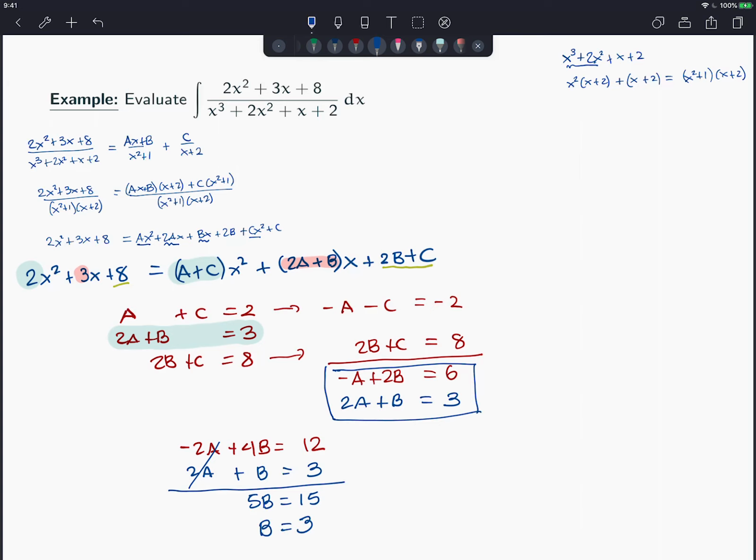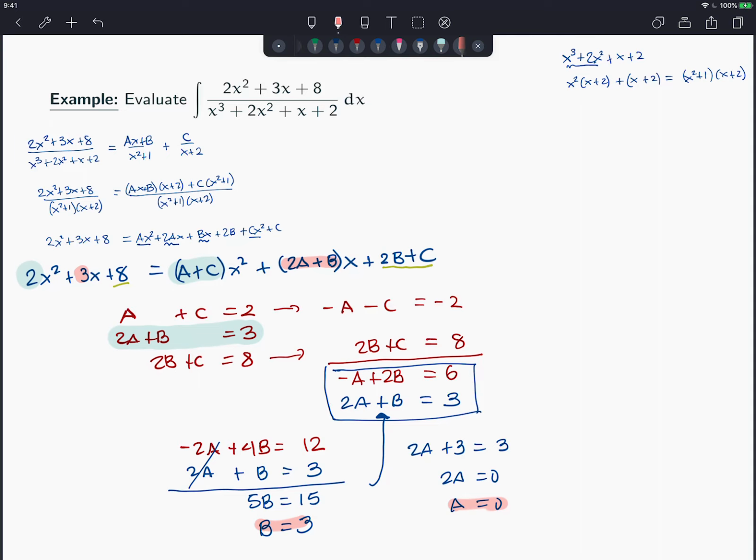Great. Knowing that b is 3, I can use any of the equations to get my other variables. For example, I can just use this one: 2a plus 3 should be 3, which means that 2a is 0, so a is 0. So I got b, I got a, I'm only missing c.